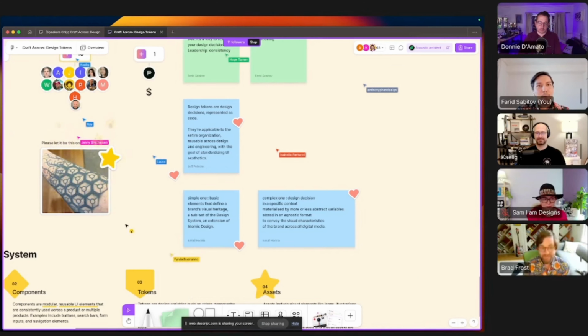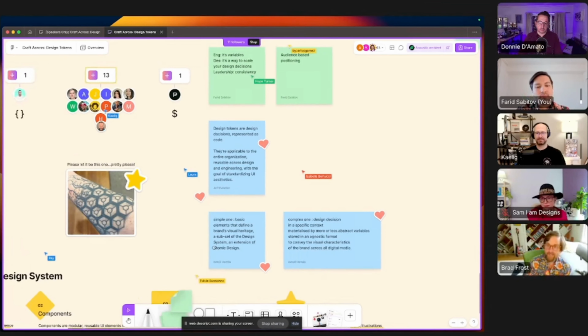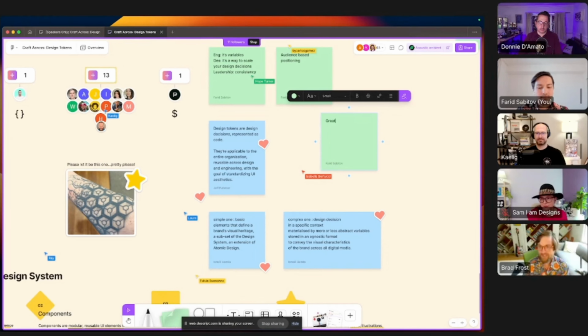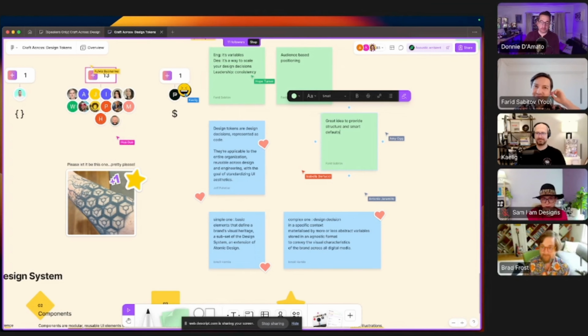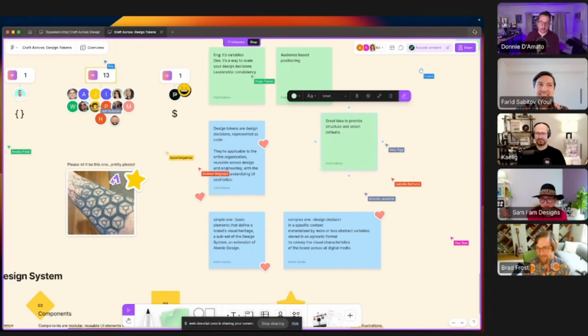So, all to say, I think that it's a great idea to provide structure and standards and smart defaults and things that are just there for you to utilize so that you're able to do more fun, more valuable things with your time than figuring out what the heck to call a token or a button. Is it primary? Is it secondary or whatever?